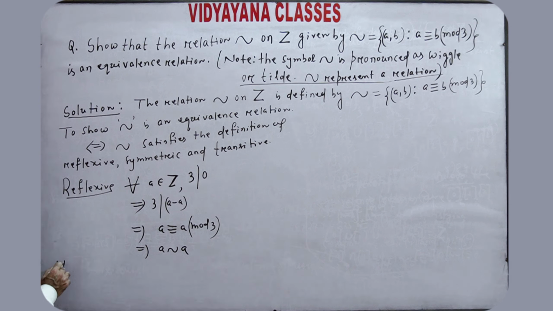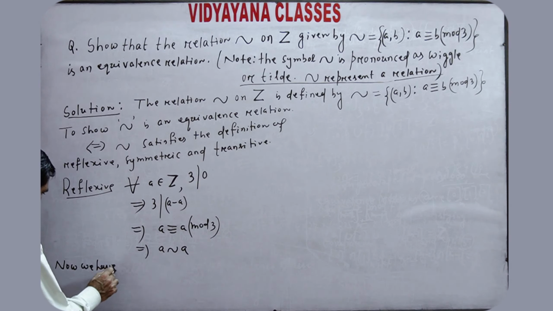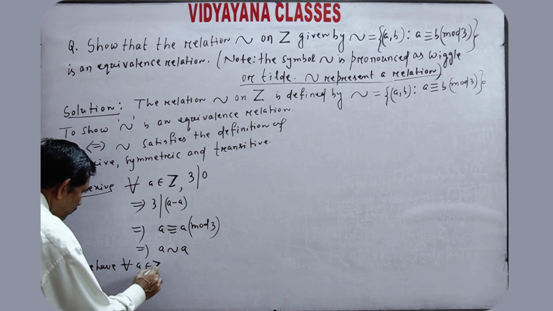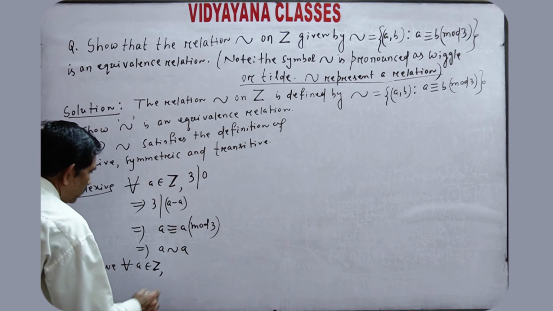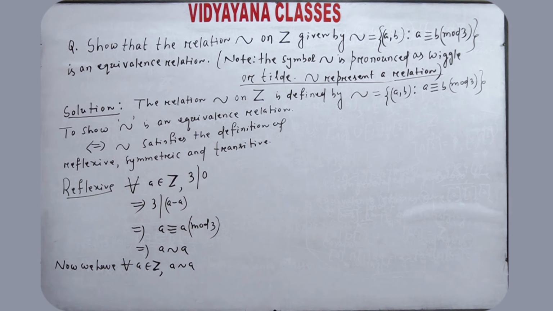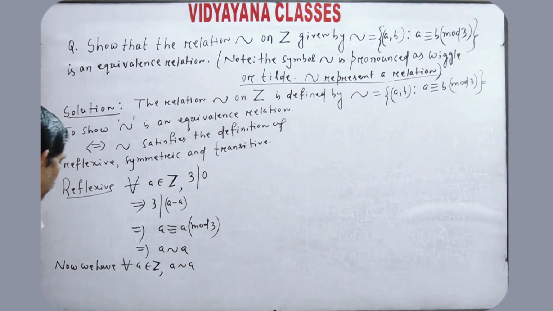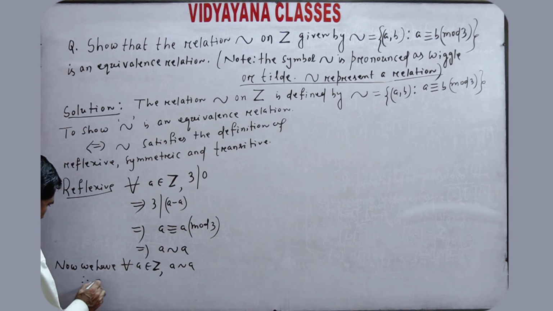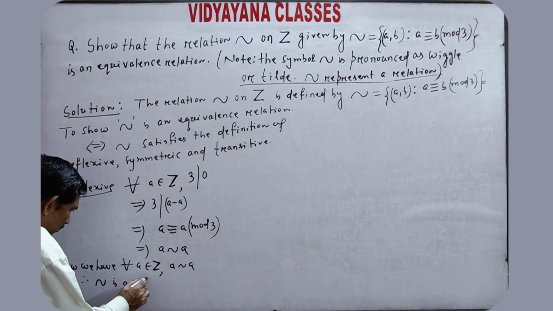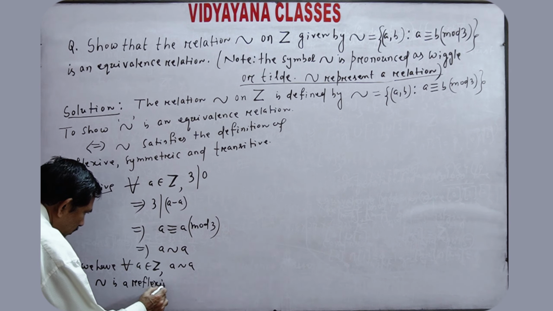Now we have, for all a belongs to the set Z, that means the set of integers, a is related to a. That means the ordered pair (a, a) belongs to wiggly. It is the definition of reflexive. Therefore, wiggly is a reflexive relation.